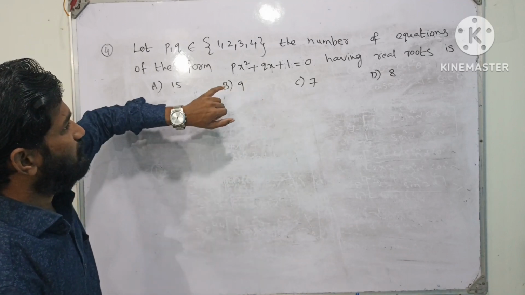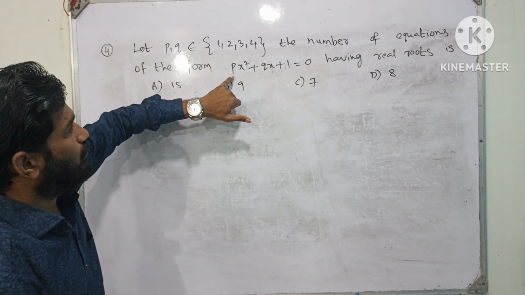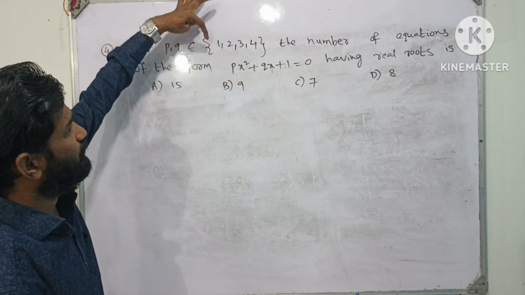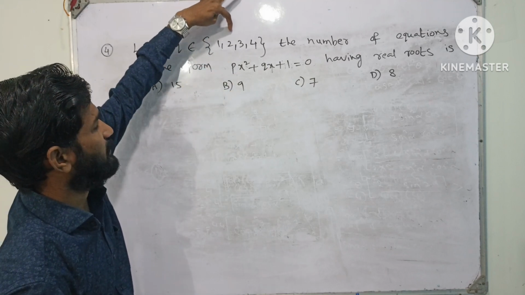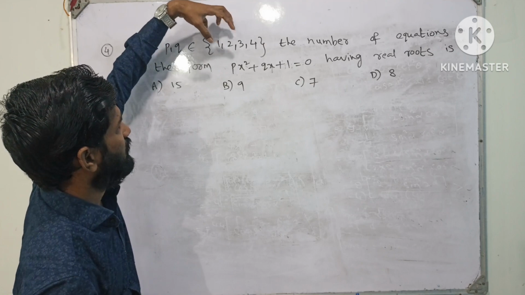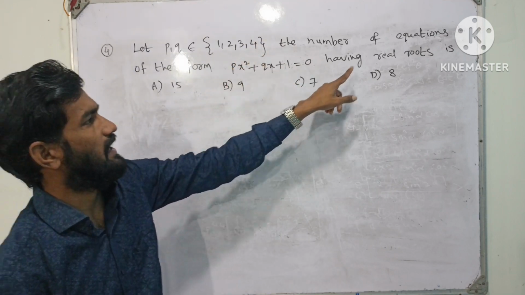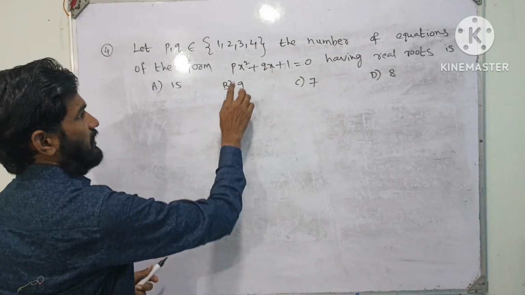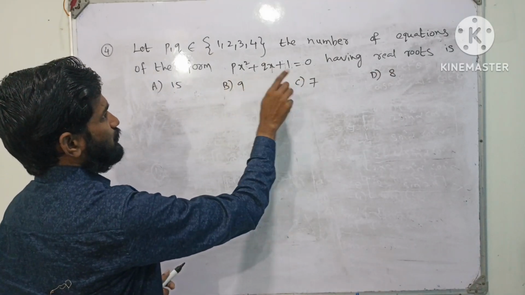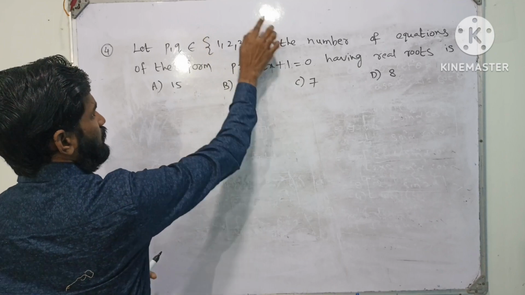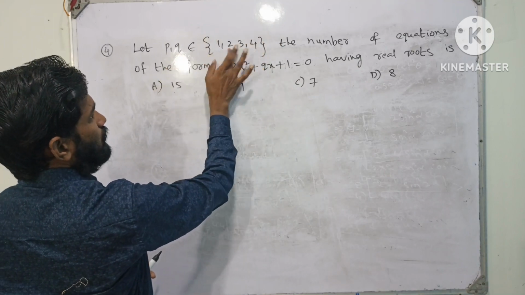He is saying that, what are the values we can take from this and fix in this equation so that the equation may have real roots. In place of p comma q, we need to substitute the values which are given. P comma q belongs to 1, 2, 3, 4.